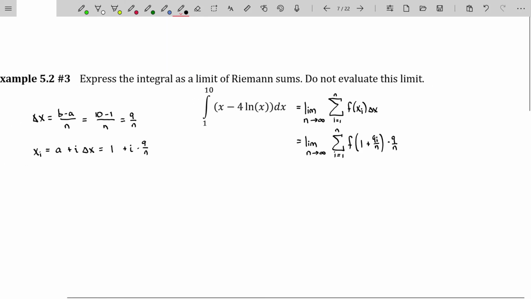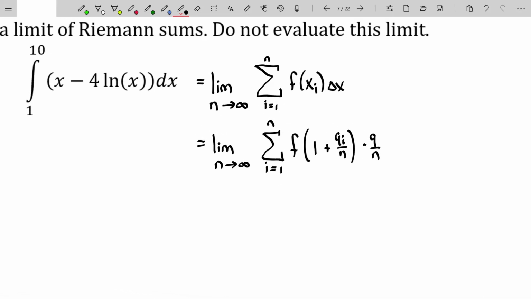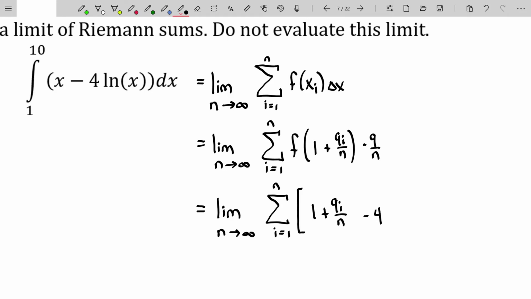Again, you're not quite done with this because we really need to write it in this function here. So let's go ahead and do that last little bit. I'm going to take that function, which is x minus 4 natural log of x, and I'm not going to actually evaluate it, but I'm going to plug in 1 plus 9i over n. So I equals 1 to n of x, which is just 1 plus 9i over n, minus 4 times the natural log of that 1 plus 9i over n. And then don't forget, times 9 over n.